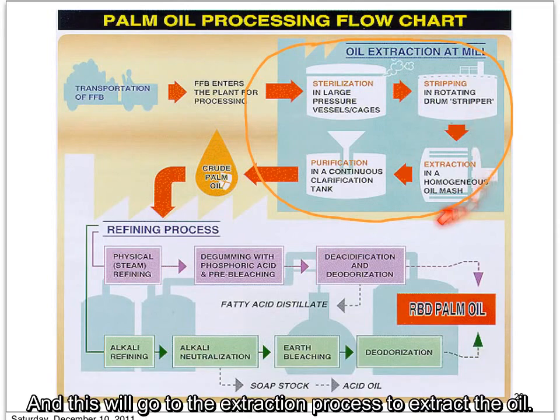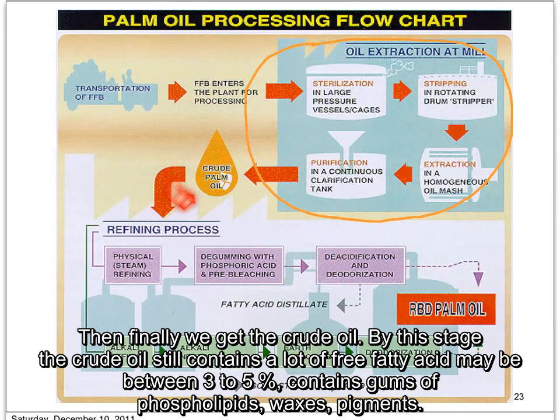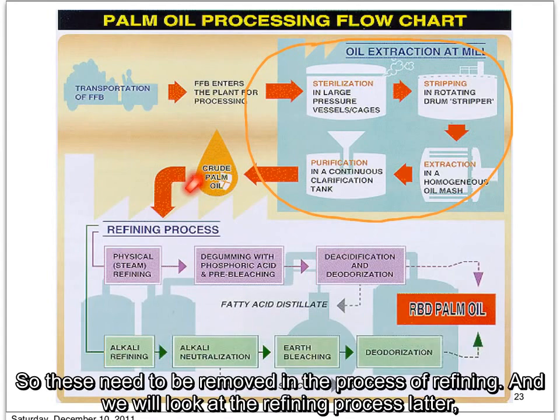And this will go through the extraction process to extract the oil, and then the purification process to remove the majority of the undesirable components in the crude oil. Then finally we get the crude oil. But at this stage, the crude oil still contains a lot of fatty acid, a high amount of free fatty acid, maybe between 3 to 5%. It contains gums, phospholipids, waxes, pigments. So these need to be removed in the process of refining.